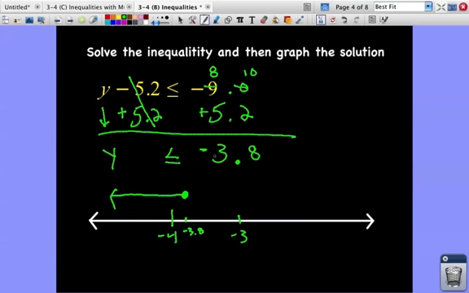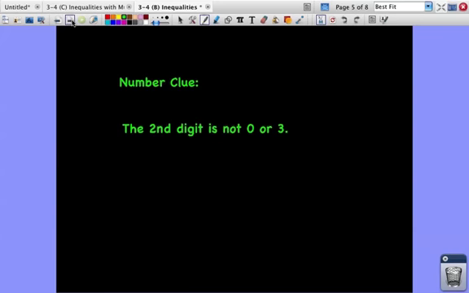And that's all for graphing inequalities, you guys. I hope this wasn't too bad. Our number clue for this video is the second digit is not 0 or 3. So this is your last number clue, and you should be able to figure out what the number is.